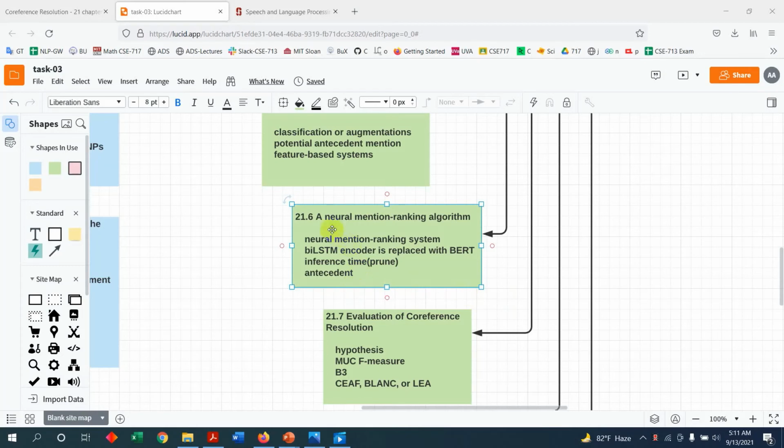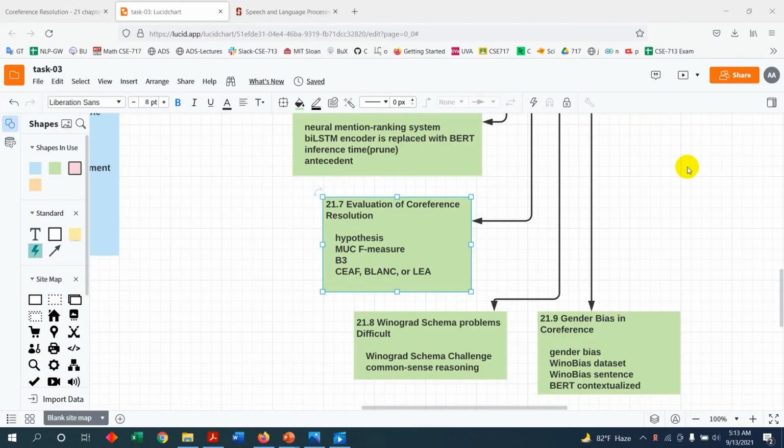Section 6 is called neural mention ranking algorithms. Also, it is an important part that consists of neural mention ranking systems. The BiLSTM encoder is replaced with BERT. Inference time, which consists of pruning, and the last part is antecedent.